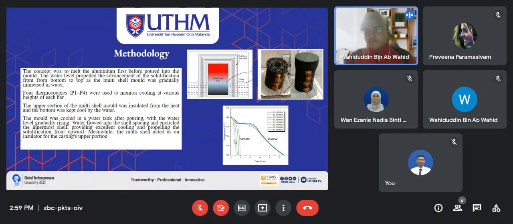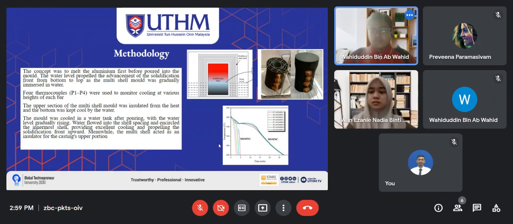So based on these figures, there is a comparison between the normal cooling and the immersed in water cooling technique, which was shortened quite a lot compared to the normal one. So that's all from the methodology part, and we will further analyze into the next part.